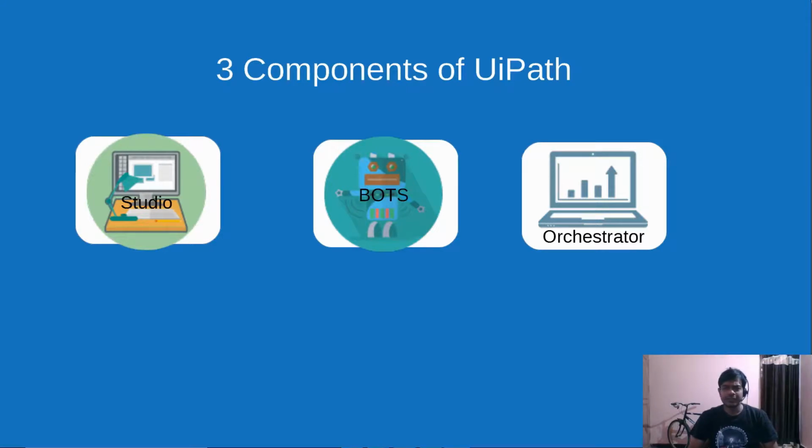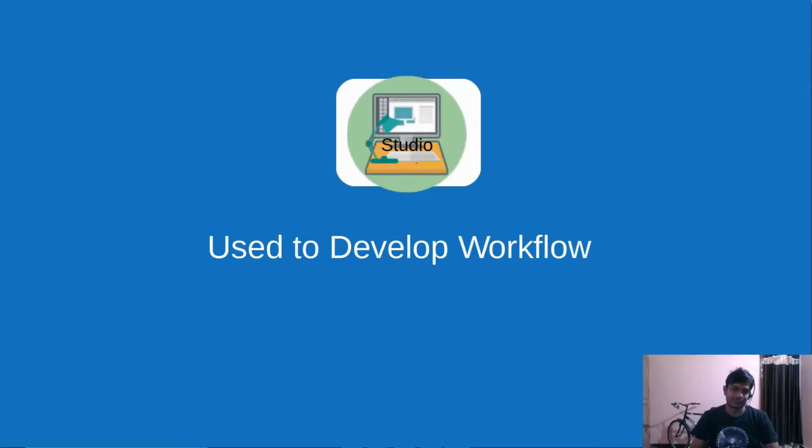These are the three main components of UiPath, and these are the names you will hear very often in future: Studio, Bots, and Orchestrator. Studio is UiPath Studio, which we call in short form Studio. This is the place where the developer is going to spend more than 90% of his time developing the business workflows.